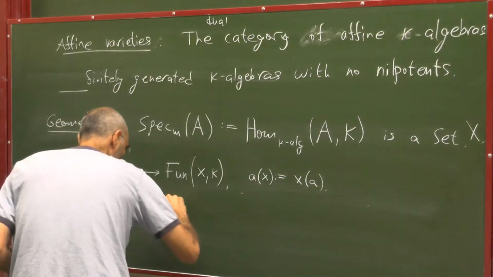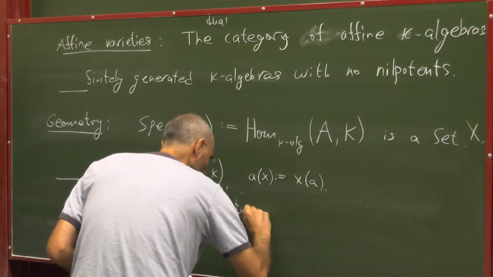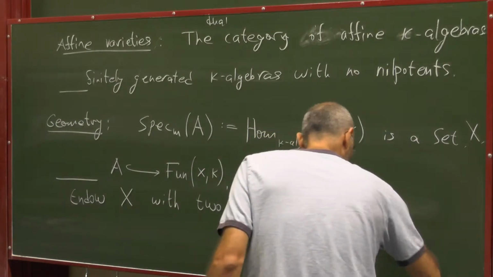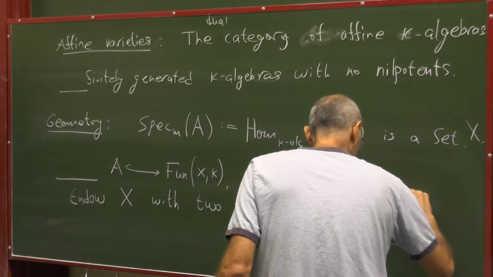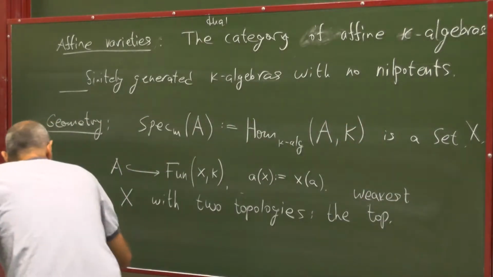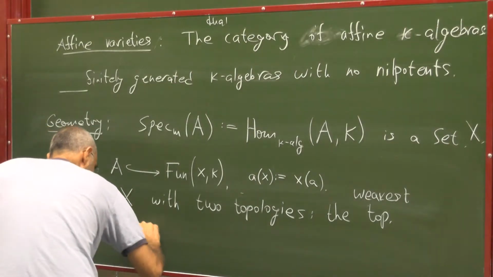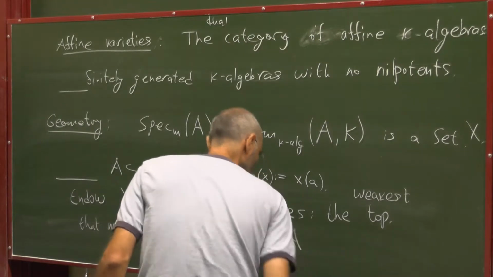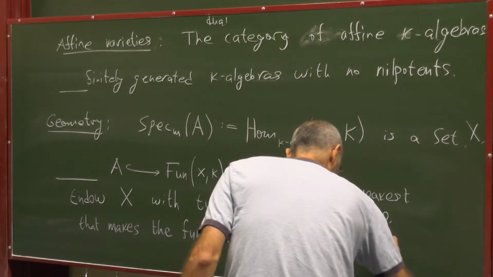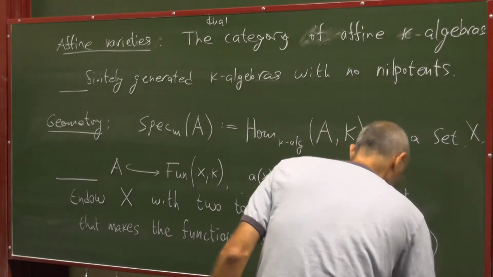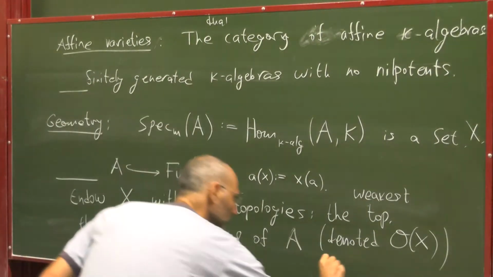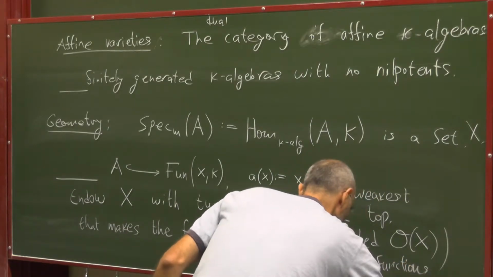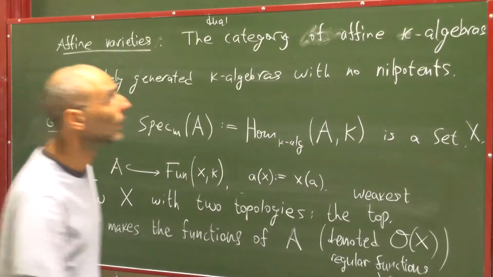And so X comes with two topologies. The topologies are the weakest topologies that make the functions of A, which I think of as functions, and I call them the regular functions, continuous.